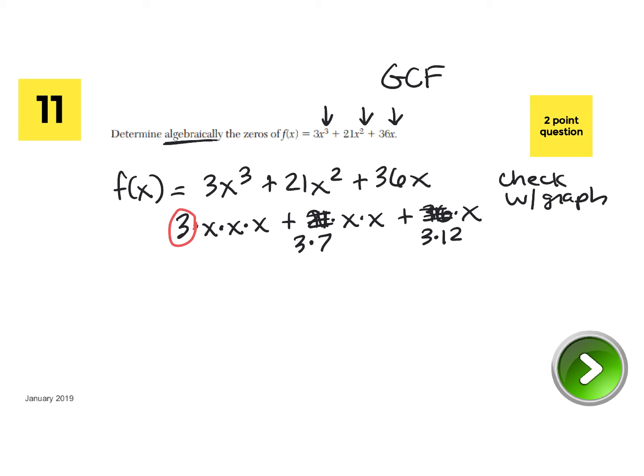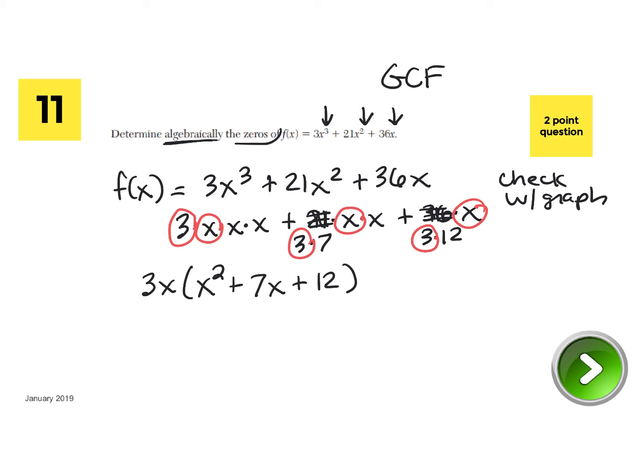I can take out a 3 and an x. I can take out a 3 and an x. I can take out a 3 and an x. They all share those things. So now I remove that. That's my GCF, leaving me with x squared plus 7x, that's what's left, plus 12. Remember, it said determine the zeros. That means, hey, set this guy equal to 0 and solve.